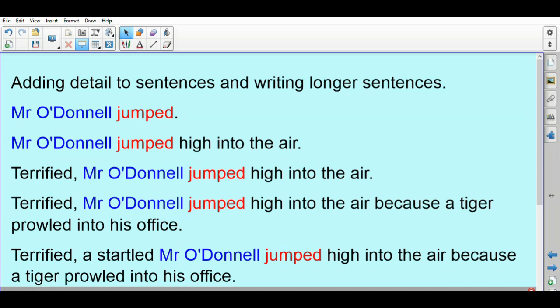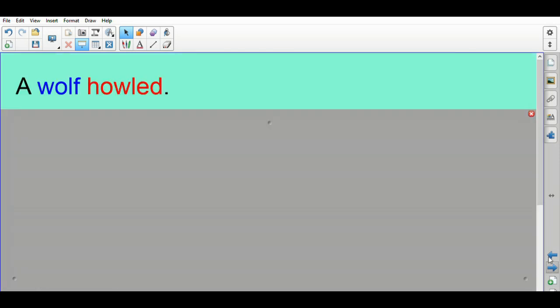Terrified, a startled Mr. O'Donnell jumped high into the air because a tiger prowled into his office. So you can see there's lots more detail in that last one, but you can see how we've gradually built up the detail in the sentence by just adding extra bits, describing something, saying where, how, why. Okay, let's have a look at another example.